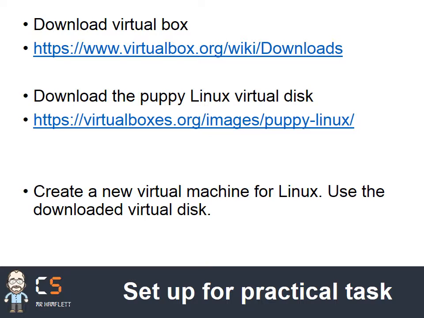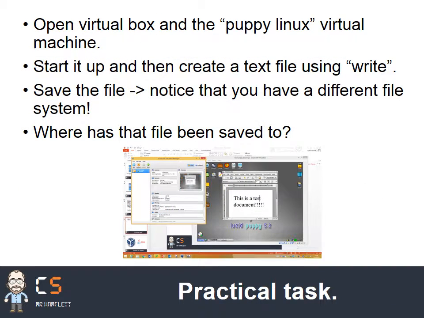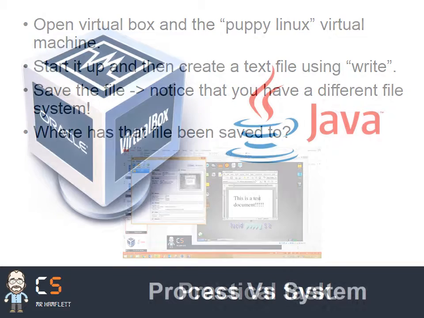So open VirtualBox and then open up that virtual machine, start it up, and then try and do something with it. So I'm suggesting maybe just create a little text file, save a file, and when you save a file, you'll notice you'll have a completely different file system, so you won't have your normal C drive and everything like that. And just have a work out where do you think that file has been saved to.